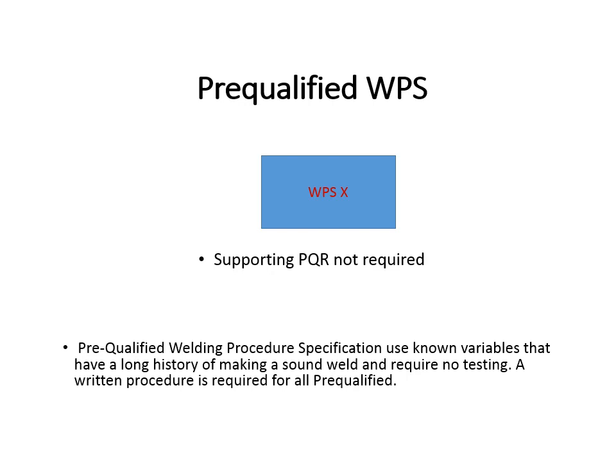Pre-qualified welding procedure specifications use known variables that have a long history of making sound welds and require no testing. A written weld procedure is required for all pre-qualified WPSs. So even if you're using materials off of that list, you still have to write it down. You have to have a written procedure. You can't just say, oh, it's pre-qualified, I'm using this and this, I don't need a written procedure. No, you need to write it down so that the welder has something to work off of.